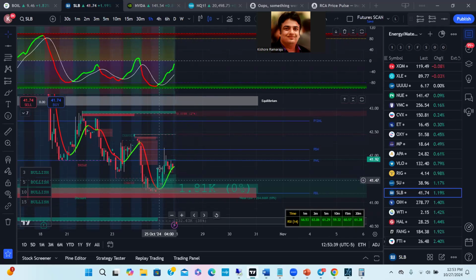So now, even before market opens, you can create a list.